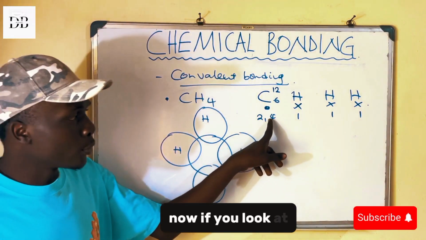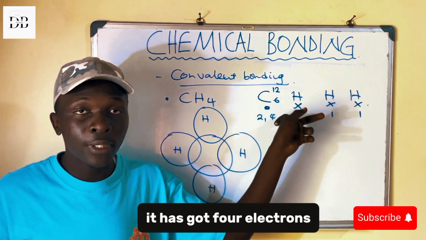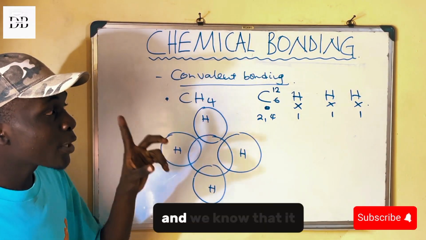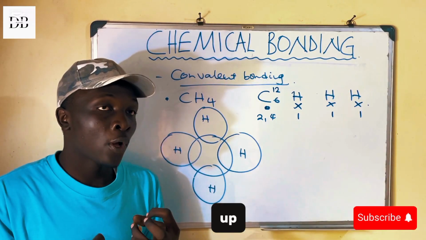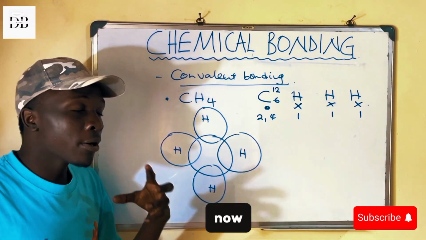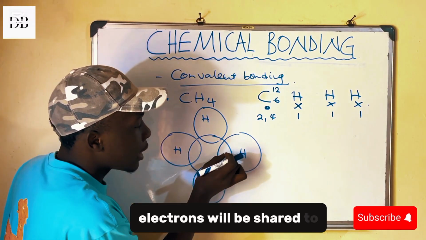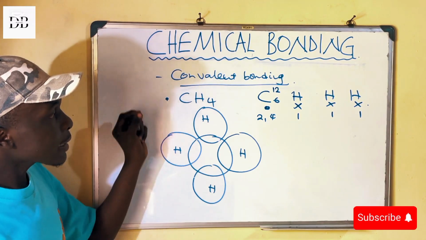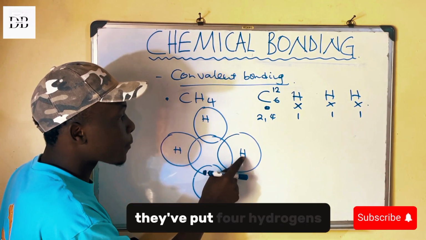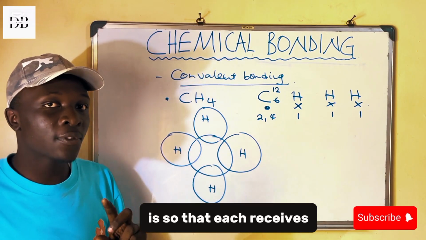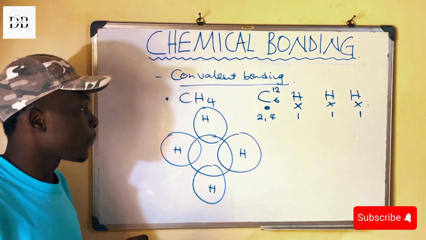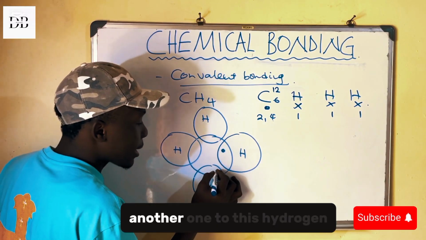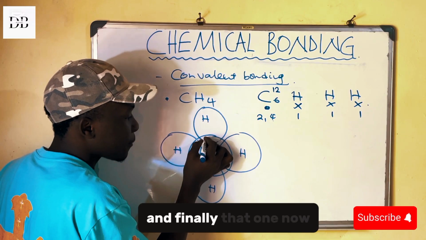Now, if you look at this carbon, it has 4 electrons in its shell, and we know that it needs 4 more to fill up. So it means it has to share 4 electrons. Now this doesn't mean that all those electrons will be shared to one hydrogen. The reason they've put 4 hydrogens is so that each receives 1 electron from this carbon. So 1 electron from this carbon will be shared to this hydrogen, another one to this hydrogen, another one to this hydrogen, and finally that one.